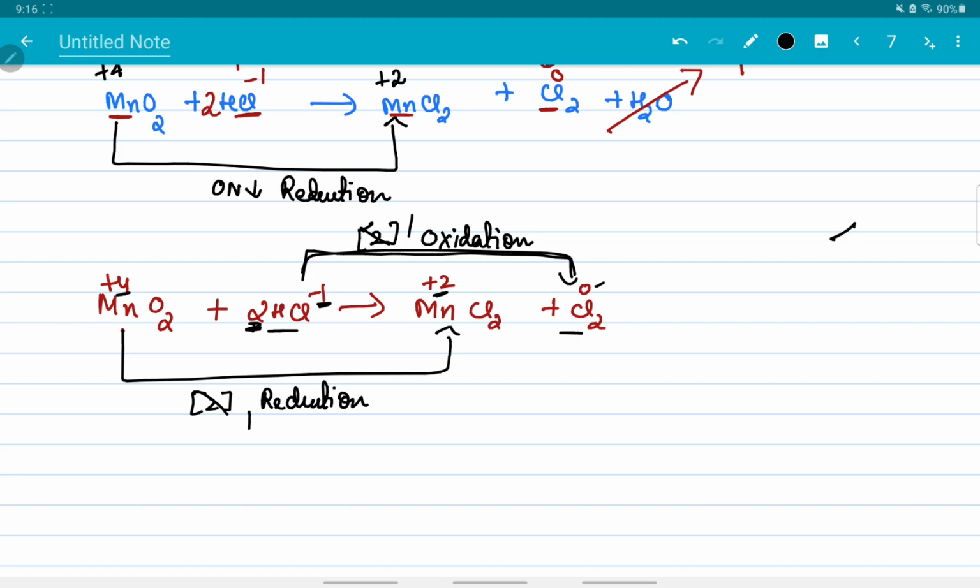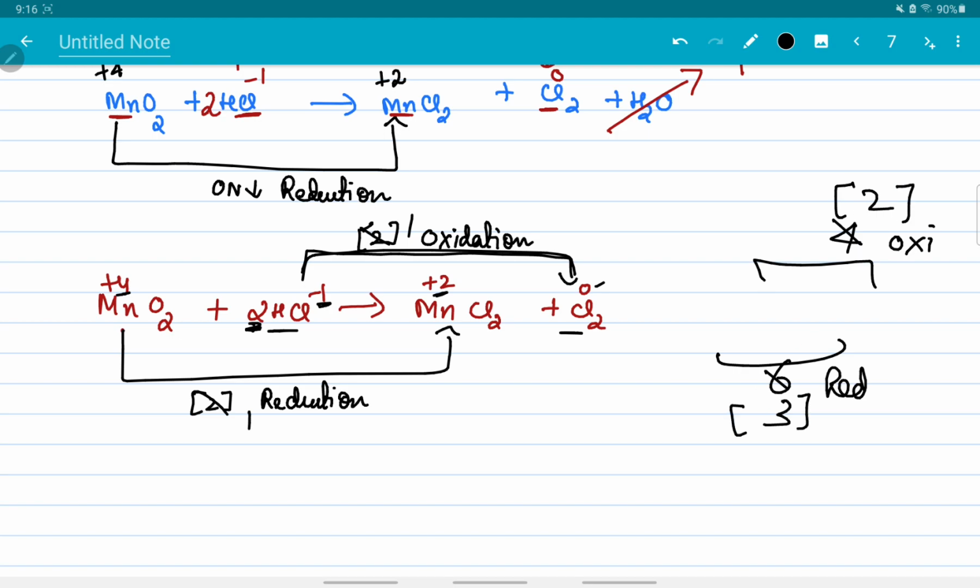Okay, if suppose the differences was like oxidation difference 4 and the reduction difference was 6. So in that case also you can just cancel it, and this becomes 2 2s are 4 and 2 3s are 6. Now the differences would have become 2 and 3, and you will multiply this 2 to this reduction equation and this 3 to this oxidation equation. So like that you can cancel the differences and you can multiply them.